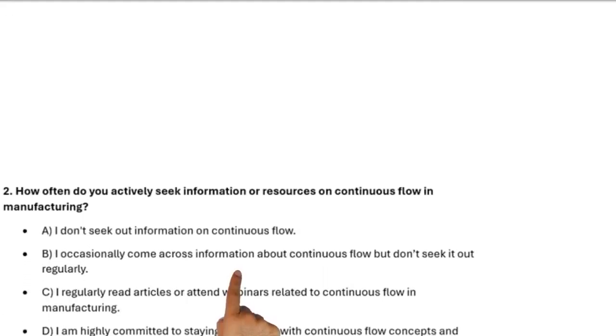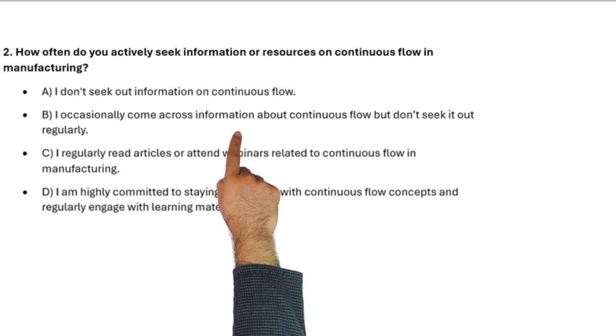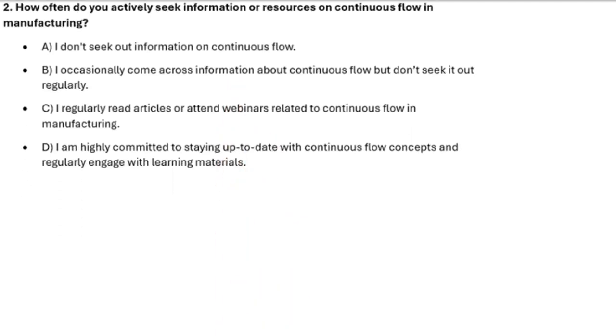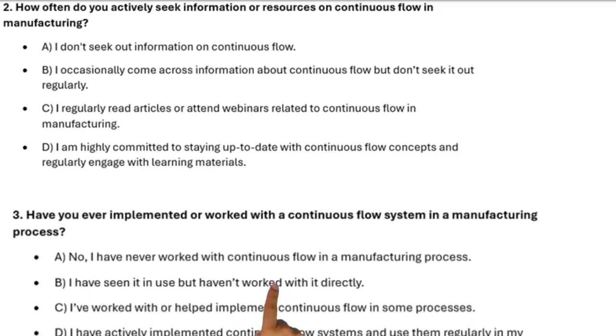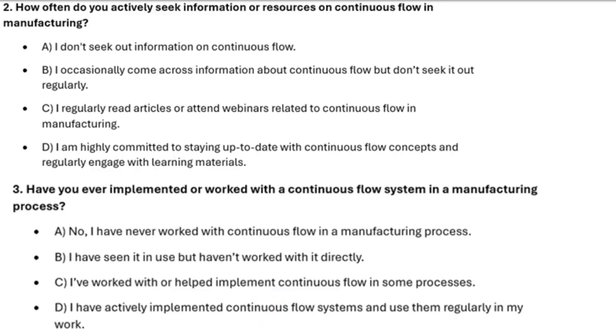2. How often do you actively seek information or resources on continuous flow in manufacturing? A. I don't seek out information on continuous flow. B. I occasionally come across information about continuous flow but don't seek it out regularly. C. I regularly read articles or attend webinars related to continuous flow in manufacturing. D. I am highly committed to staying up to date with continuous flow concepts and regularly engage with learning materials.